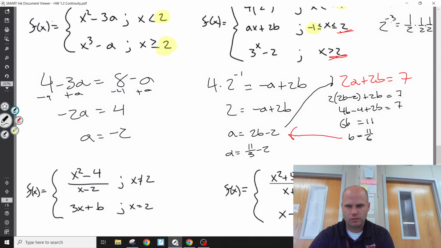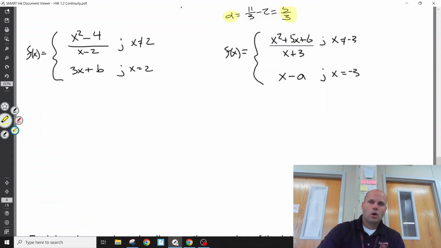11/3 minus 2. That's 2 times 11/6. You can divide the top and bottom by 2. You get 11/3, or the 2 cancels with the 6, makes a 1 over 3. That's 6/3. 11/3 minus 6/3 is 5/3. Okay, so that's A. That's B.